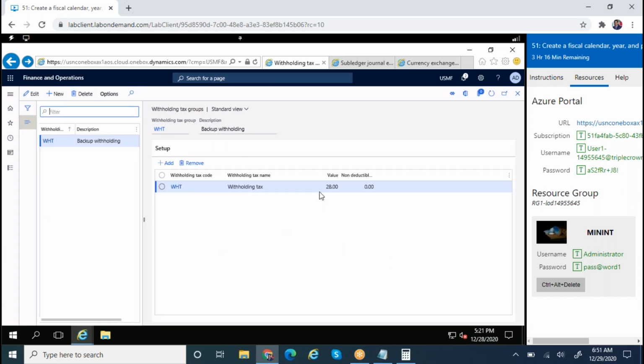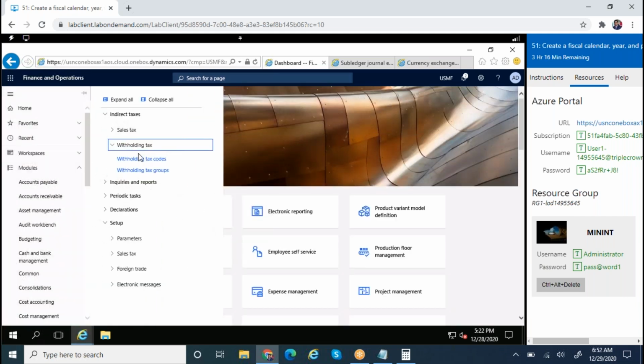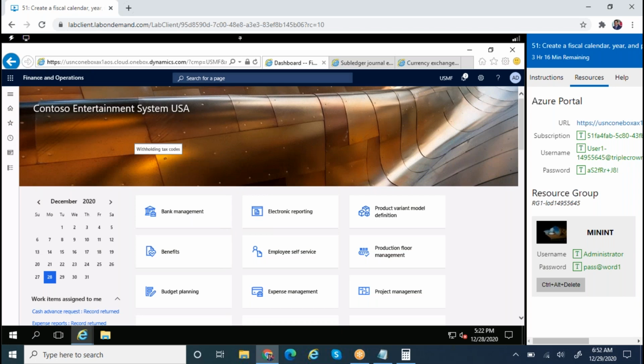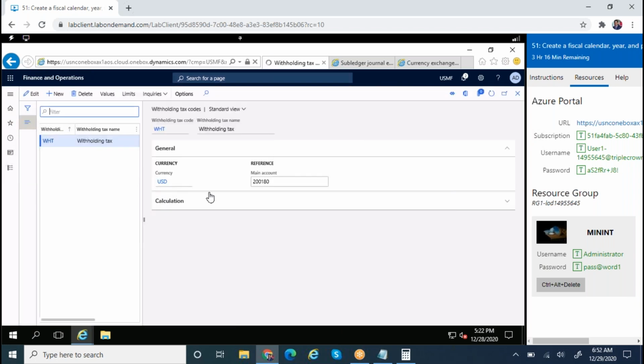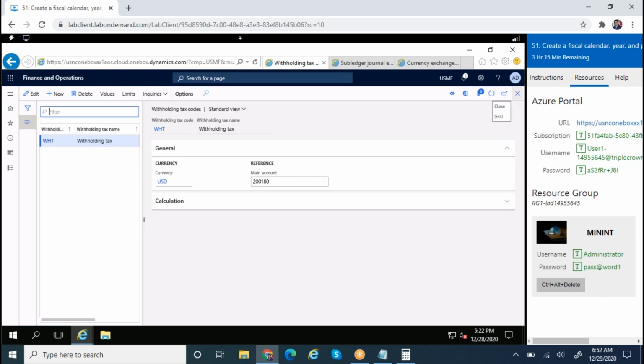You can create withholding tax codes, simple tax codes, and then you can enter the value here. In the values you can enter, 28% was entered. This is withholding tax. For USA they have mapped 28%. Okay, withholding tax.